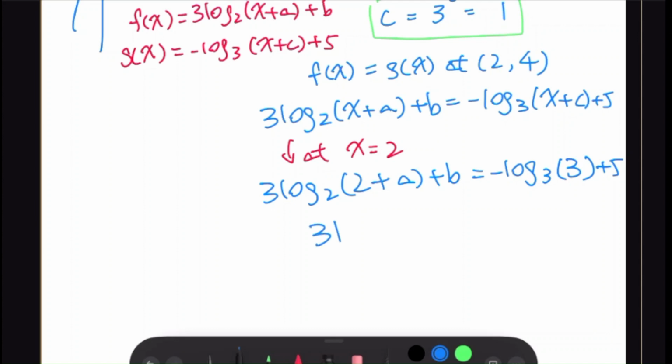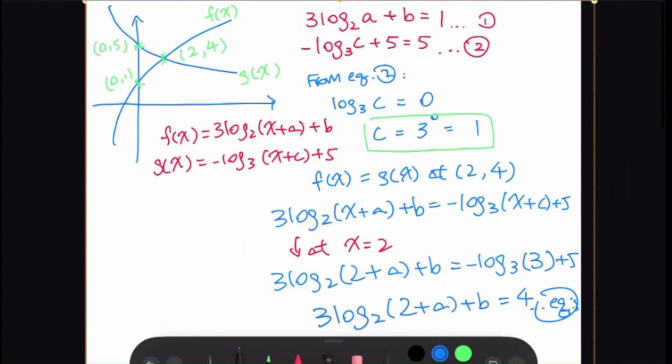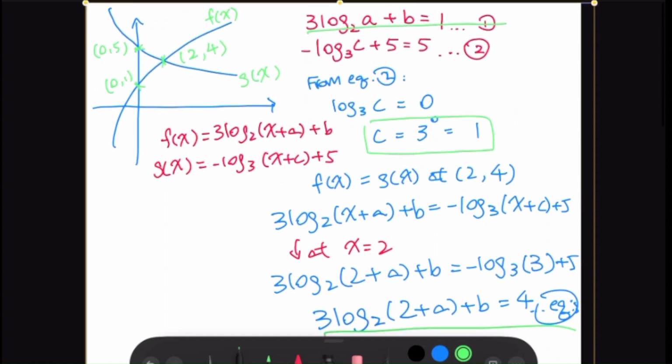Then we can simplify this into 3 log(2 + a) + b equals 4, and lo and behold, we have our third equation. And look, we have two equations in a and b. So what's left is this equation and that equation, and with that, we're more than ready to solve for a and b itself.